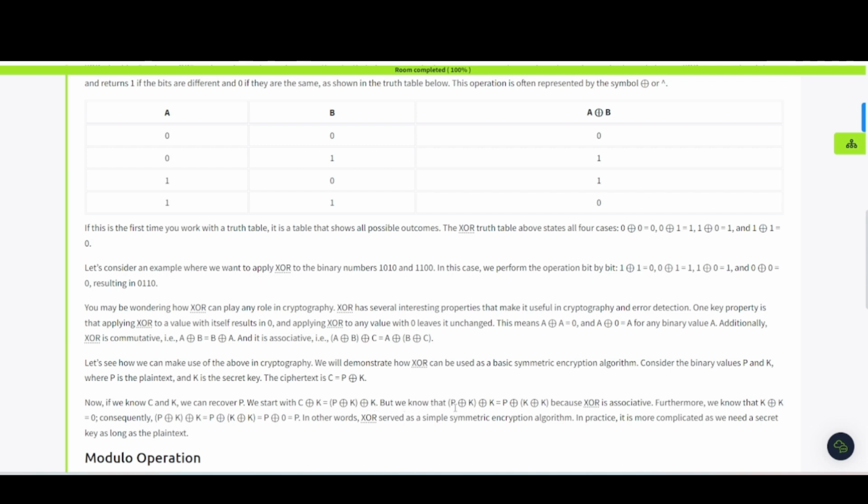But we know that in parentheses P XOR K, XOR K equals P XOR in parentheses K XOR K, because XOR is associative. Furthermore, we know that K XOR K equals 0. Consequently, in parentheses P XOR K, and then XOR K equals P XOR in parentheses K XOR K equals P XOR 0 equals P. In other words, XOR served as a simple symmetric encryption algorithm. In practice, it is more complicated as we need a secret key as long as the plaintext.